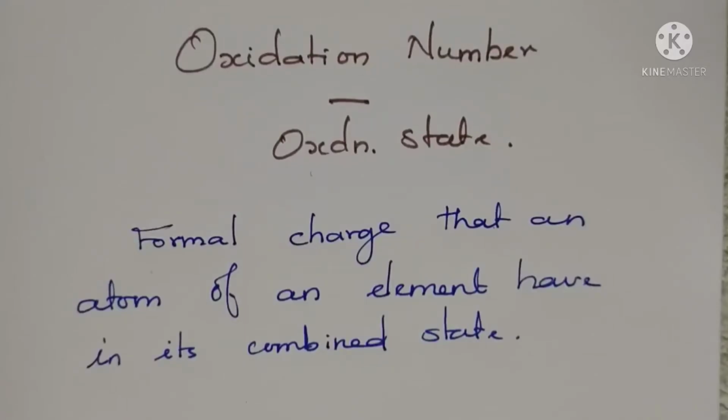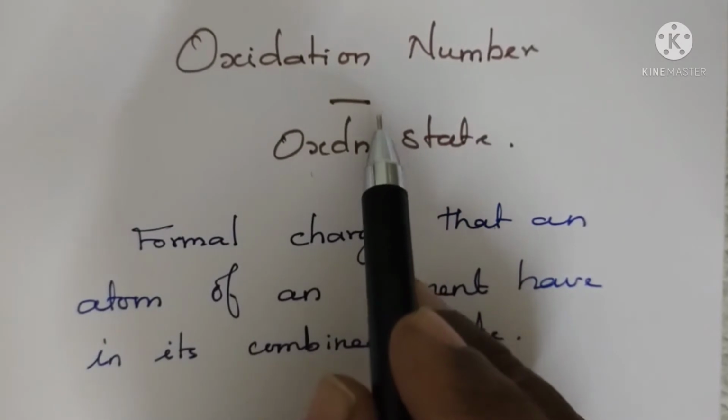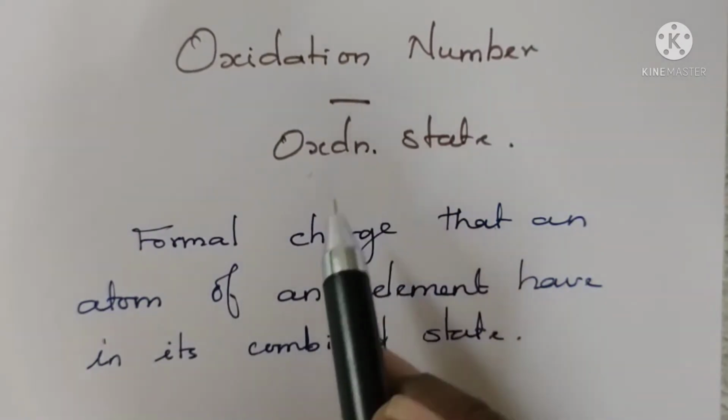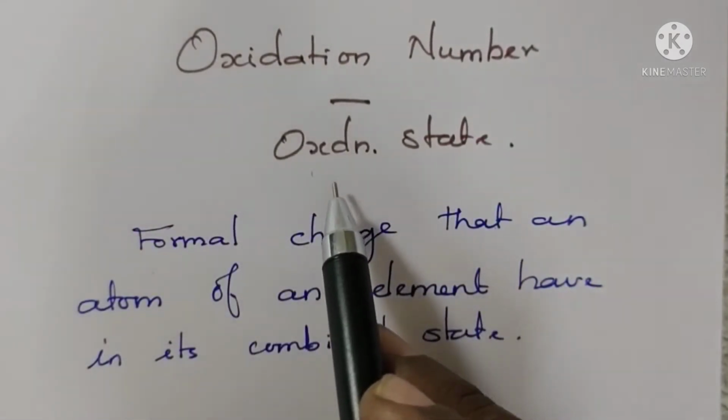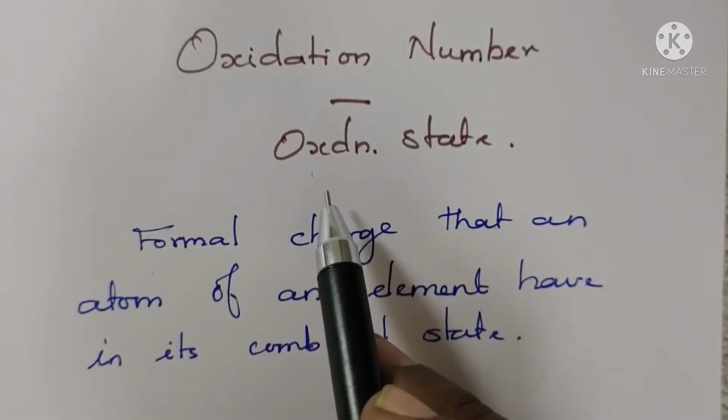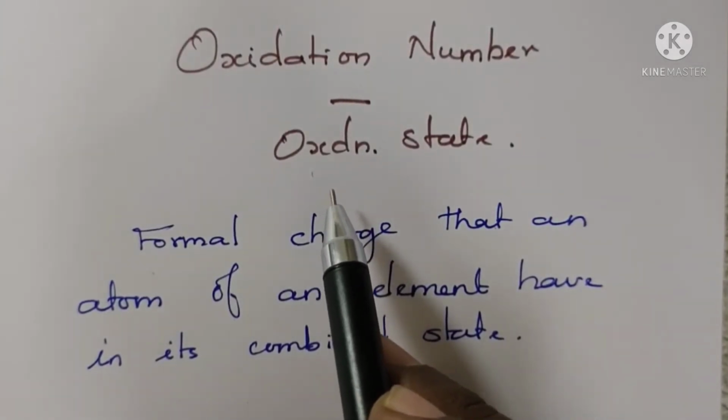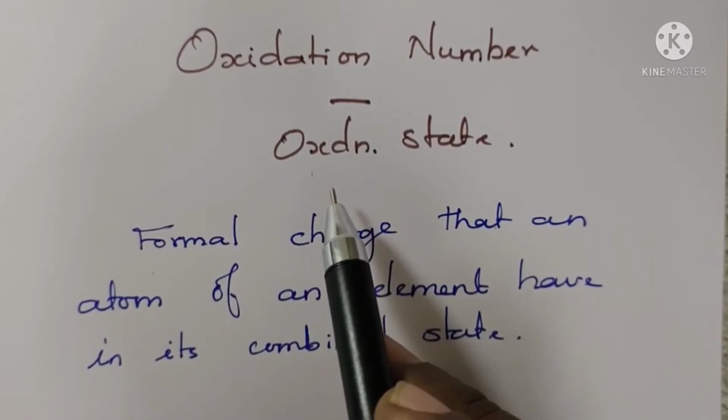Hi students, today we are going to study something about oxidation number. Oxidation number is otherwise called oxidation state. So oxidation number as well as oxidation state both are indicating the same thing.